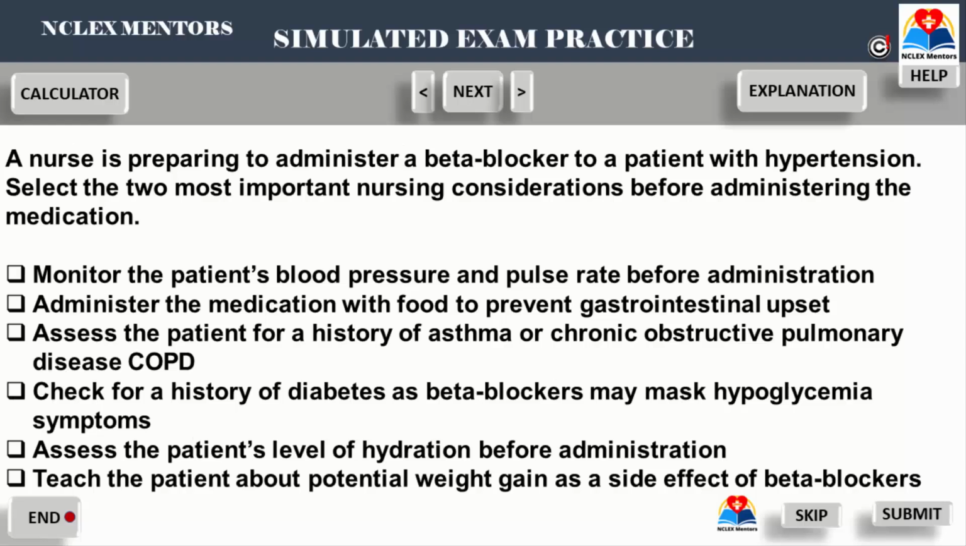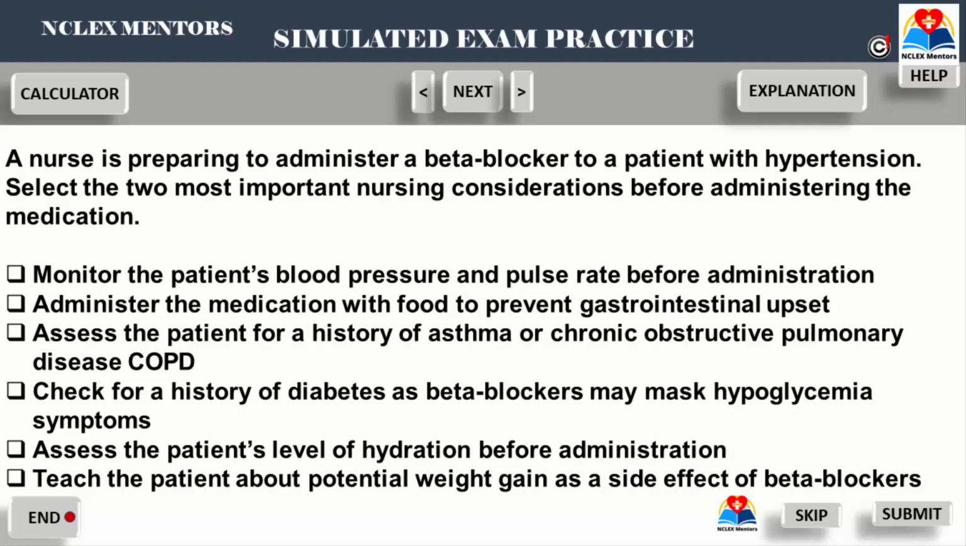Question. A nurse is preparing to administer a beta blocker to a patient with hypertension. Select the 2 most important nursing considerations before administering the medication. Options. 1. Monitor the patient's blood pressure and pulse rate before administration. 2. Administer the medication with food to prevent gastrointestinal upset.